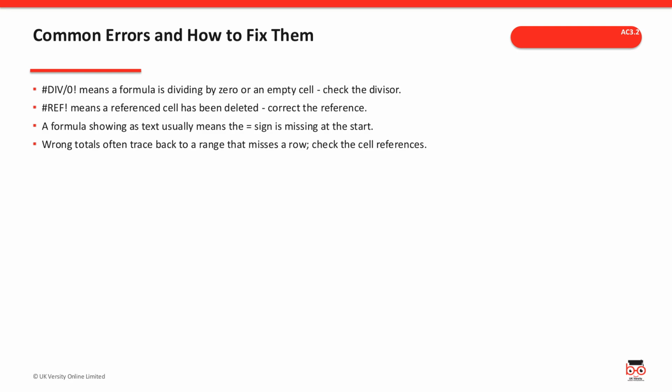A few error messages are worth recognizing because they're clues, not disasters. Hash div/0 means a formula is dividing by 0 or an empty cell, so check the divisor. Hash ref means a cell the formula relied on has been deleted, so fix the reference. If a formula shows up as plain text, you've usually missed the equals sign at the start, and a total that looks wrong often traces back to a range that's quietly missed a row.